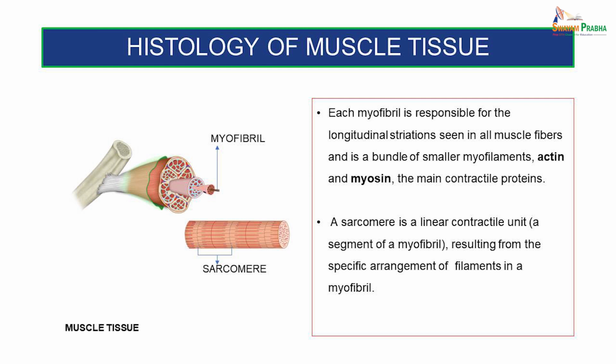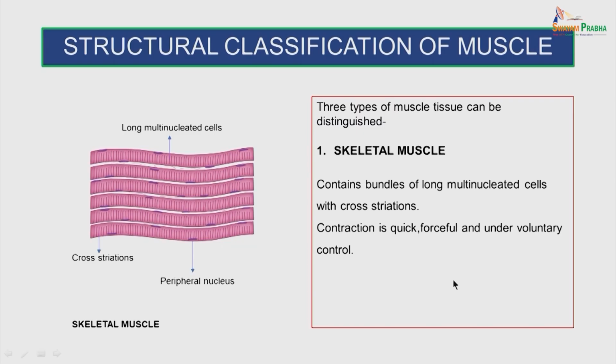Each myofibril is responsible for the longitudinal striations seen in all muscle fibers and is a bundle of smaller myofilaments, actin and myosin, which are the main contractile proteins. And sarcomere is a linear contractile unit. It's only a segment of the myofibril resulting from the specific arrangement of filaments in a myofibril.